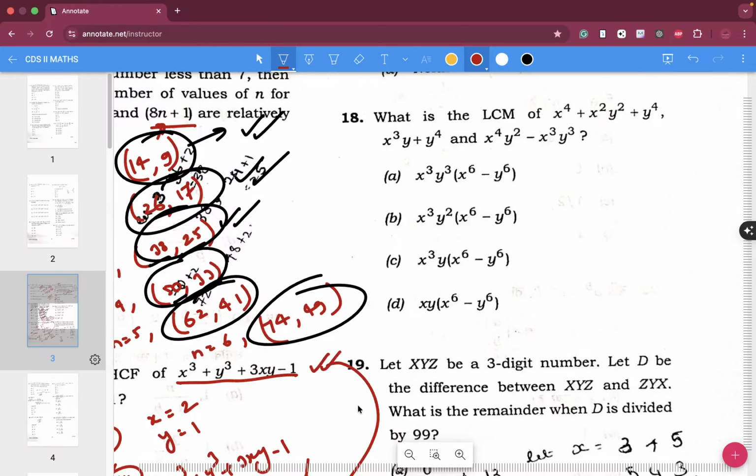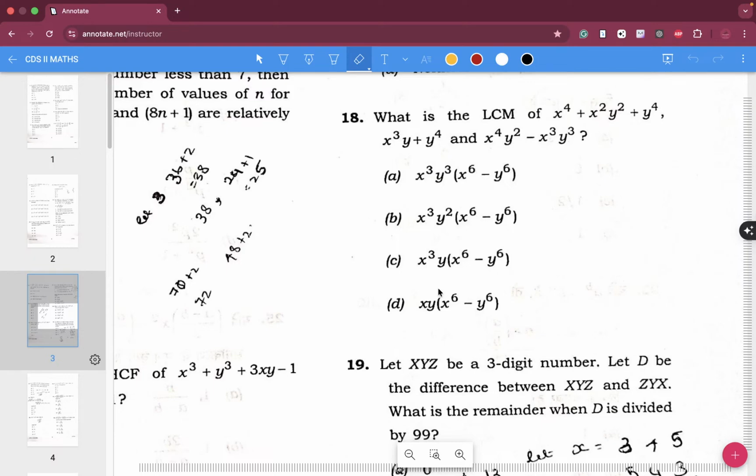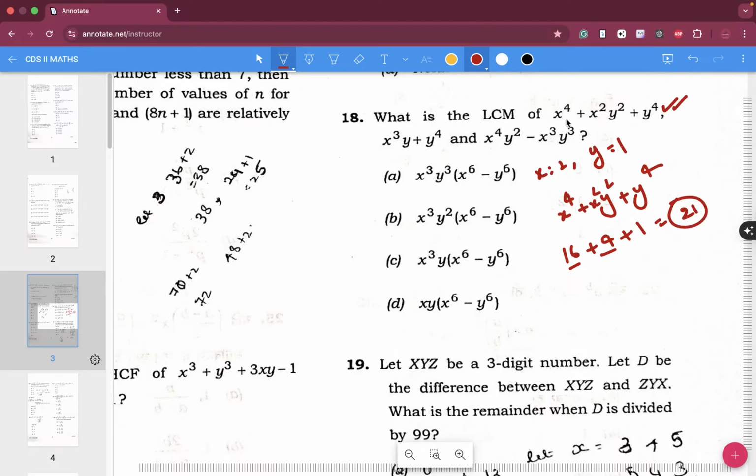Now they are asking what is the LCM of x raised to the power 4 and all those values they have given over here. You can get ahead by taking any numbers. I'm taking x is equal to 2 and y is equal to 1. How does x raised to the power 4 plus x square y square plus y raised to the power 4 work out? 2, 4, 8, 16, plus x square which is 4, plus y square which is 1. This is 21. Basically this expression we have turned into a constant, which is 21.